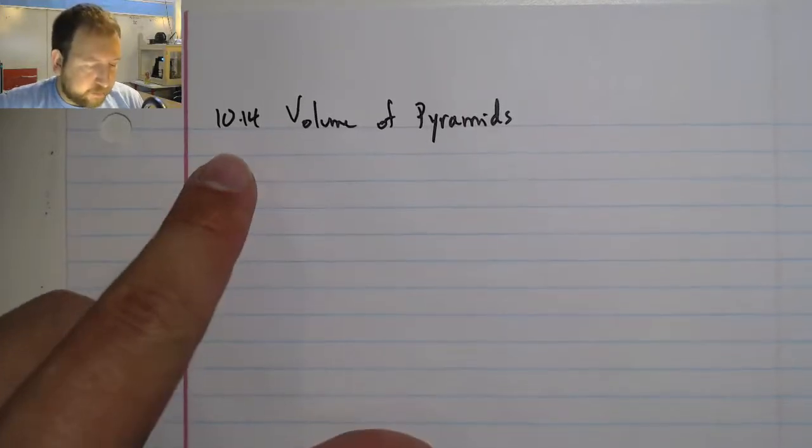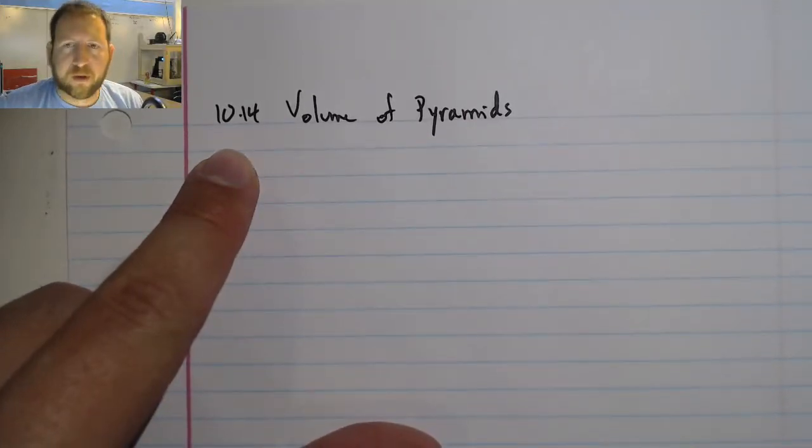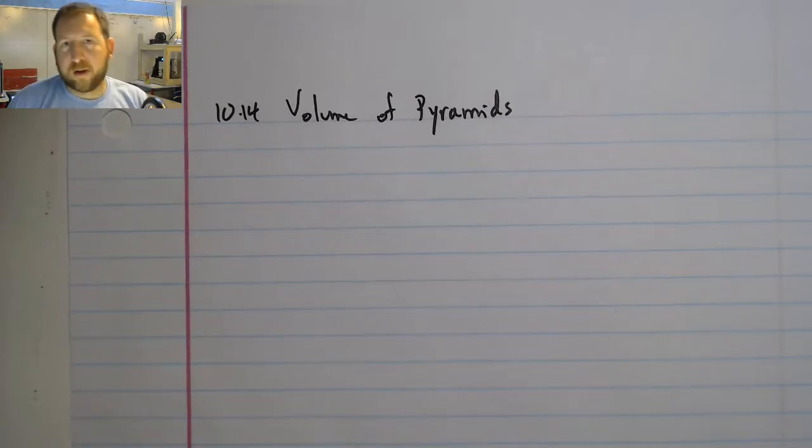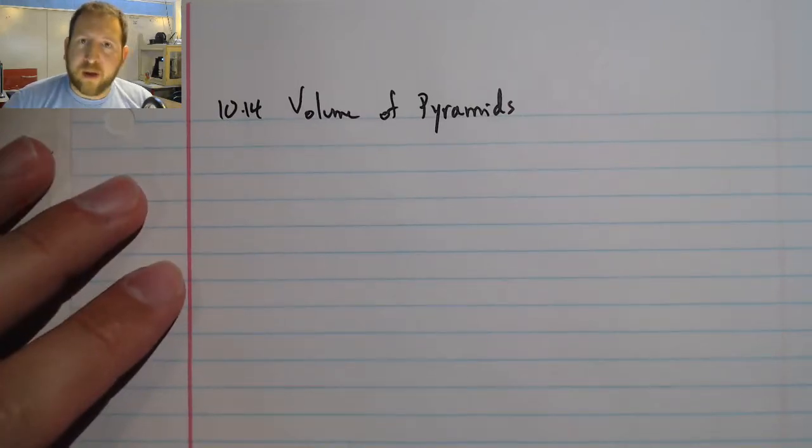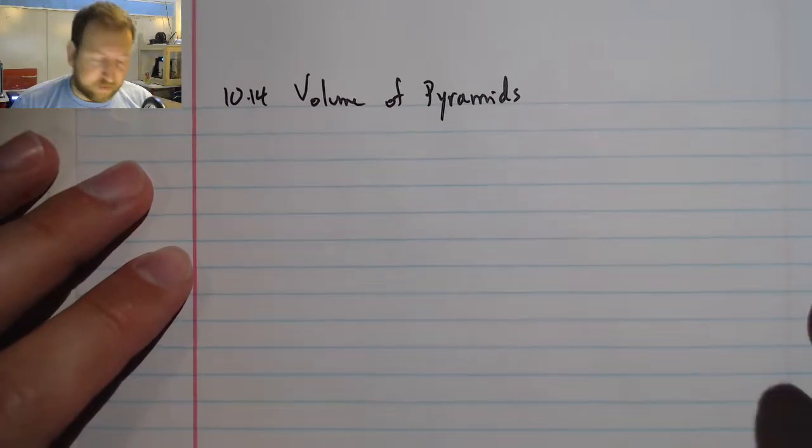Alright, I want to go on to section 10.14, and I want to talk about volume of pyramids. So, typically volume is easier than surface area, but pyramids can be a little bit tricky, and I want to explain why. First, let's talk about how we can get to the volume of a pyramid.